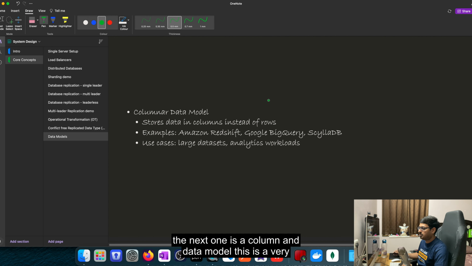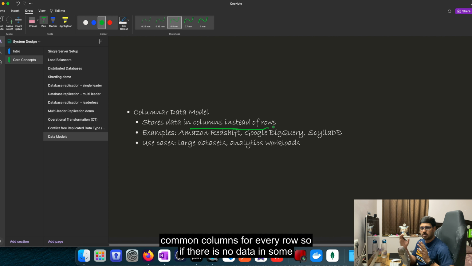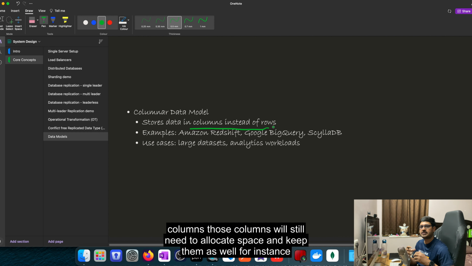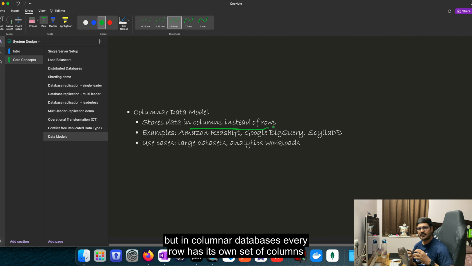The next one is the columnar data model. This is a very interesting data model. Instead of storing rows and columns in tables, we store data in columns instead of rows. In a SQL database, we have a row with common columns for every row. If there is no data in some columns, those columns will still need to allocate space and keep them as null, for instance. But in columnar databases, every row has its own set of columns, and some rows can have fewer columns, some rows can have more columns, right? So this has its own applications.